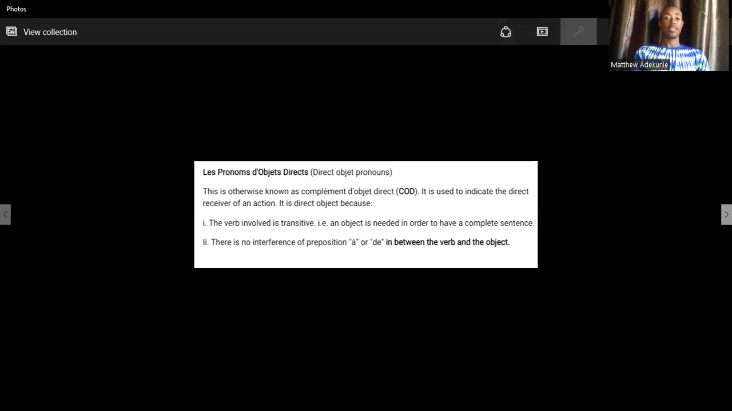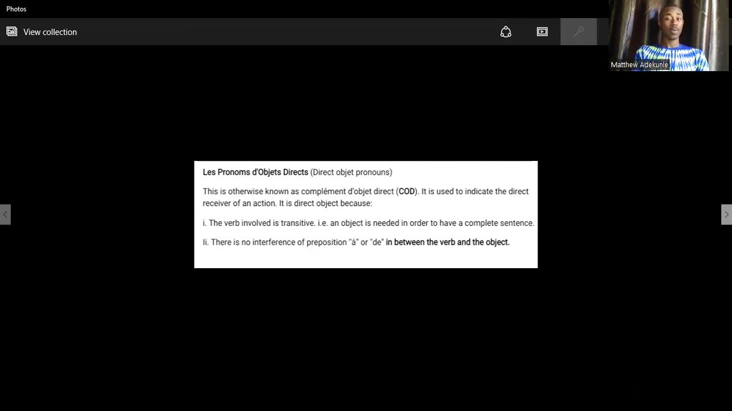Okay, now then secondly, I said that there's no interference of preposition à or de in between the verb and the object. I need to explain this for you. Now, why do we say direct object? Direct objects are objects that do not have any interference of preposition à, which means to or at, or preposition de in between the verb and the object. Let me take it again. For us to have a direct object, that means that there is no preposition à, that means to or at, or preposition de between the verb and the object.